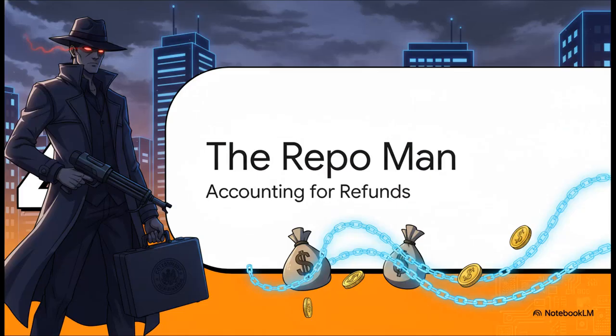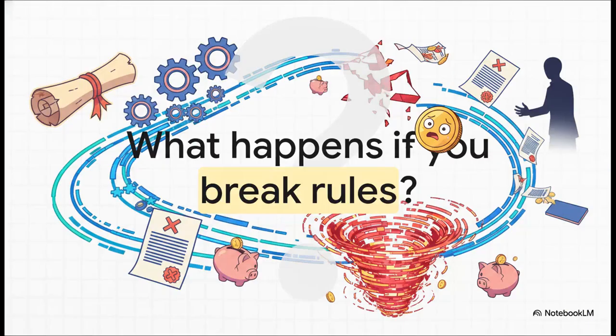Which brings us to Section 4, the repo man, accounting for grant refunds. So, what happens if things go south? What happens if you break the rules? If you drop the ball and fail to meet the conditions attached to your grant, it isn't just a slap on the wrist. The government wants its money back. And frankly, the accounting for a refund is where things get really interesting.